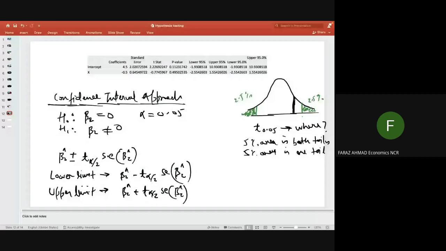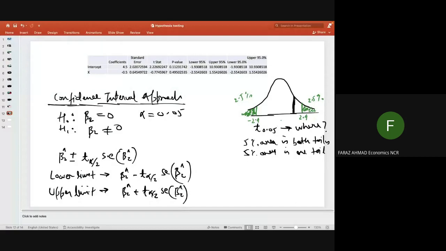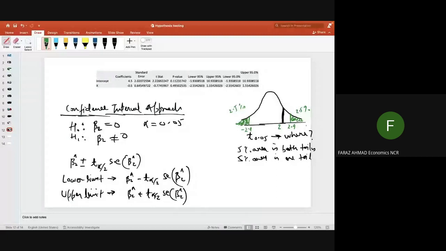Right? So this is the value, the green value, just I'm writing hypothetically here. Maybe this is 2.9 minus 2.9. So 2.9 is the t value that gives an area of 5% in both the tails. That means 2.5 in the right, 2.5 in the left. So that's 2.9. And then 2 is the value of t that gives an area of 5% in one tail, in the right tail in this case, because 2 is positive, so it should be the right tail.